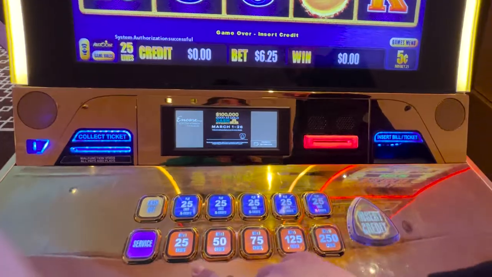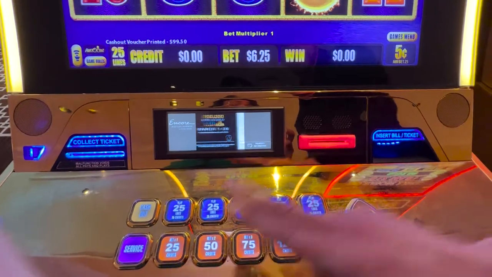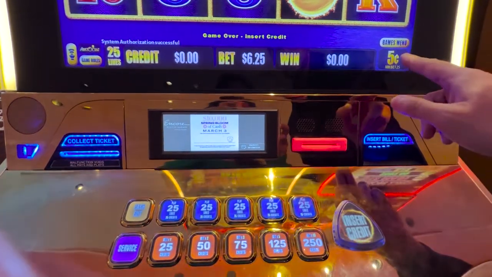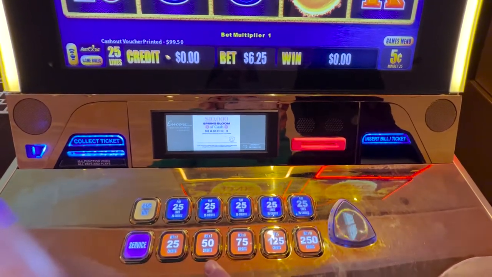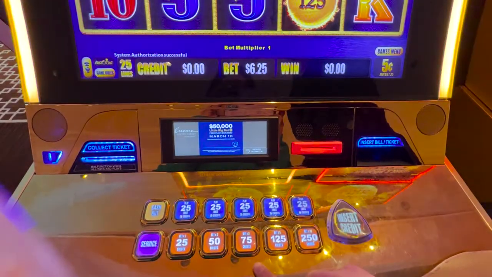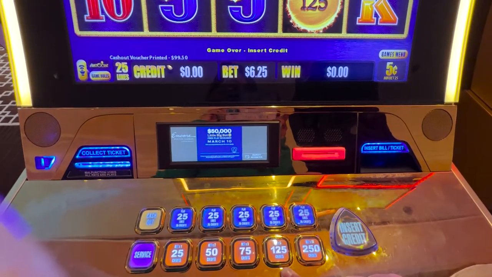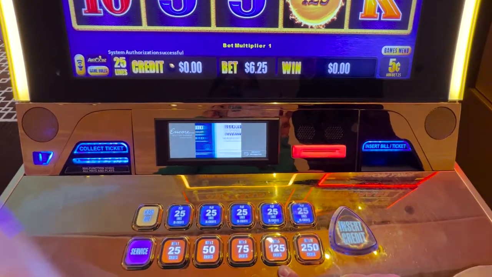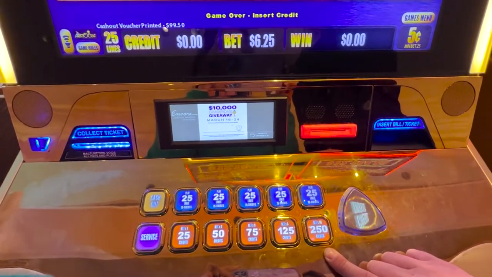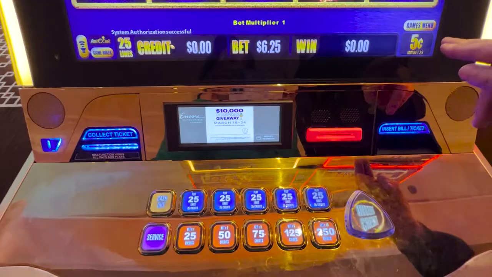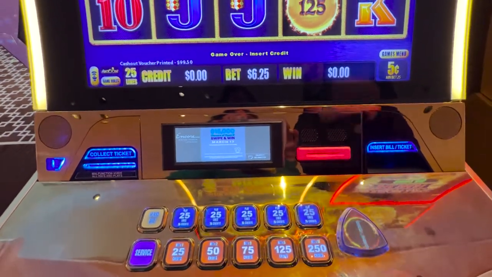Same thing with the bets. It's 25, 50, 75, 125, 250. You would multiply these by the denomination that you're playing. So on 5 cents, 25 credits is $1.25. 50 is $2.50. 75 is $3.75. This is $6.25 for 125 credits. 250 credits is $12.50. So credits, you just multiply the amount of the credit by the denomination, and that's how you convert it into dollars.